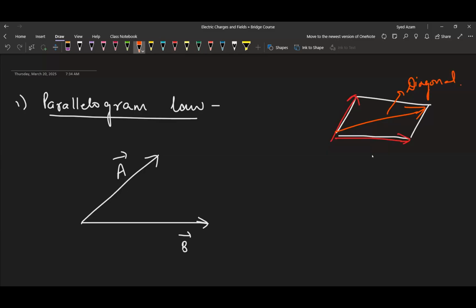These are the sides, these are the adjacent sides. So resultant, how is the resultant given? You construct it, you make it a full parallelogram, and this is how the resultant is given.